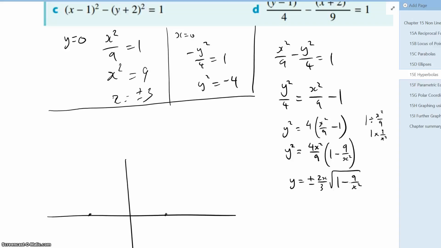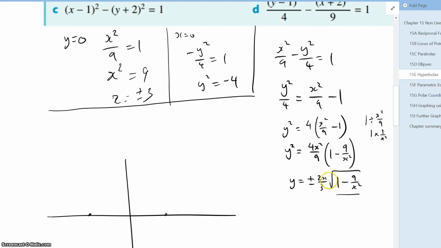Imagine that I made x such a large number, like a billion, for instance. What would end up happening is this number in here, 1 minus 9 on x squared. If x squared is a billion, I'm going to get 9 divided by a billion, which is really, really tiny. So I'm going to get 1 minus something really, really tiny, and then the square root of 1 minus something really, really tiny. So let's just say it's like 0.98 or something in here.